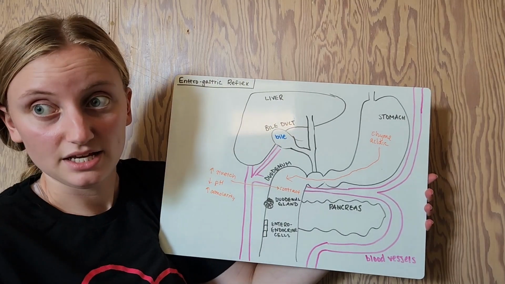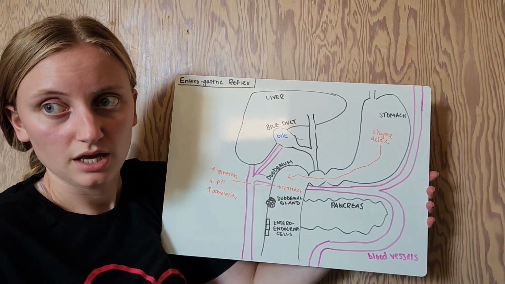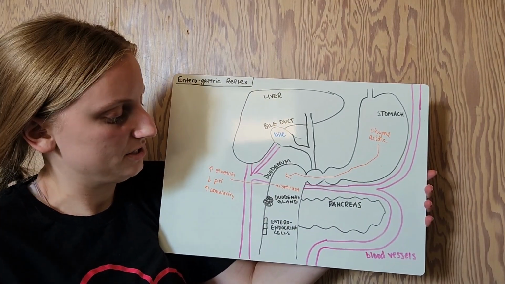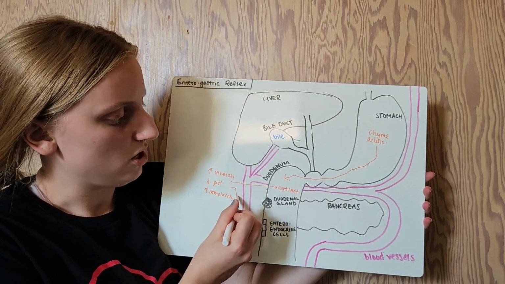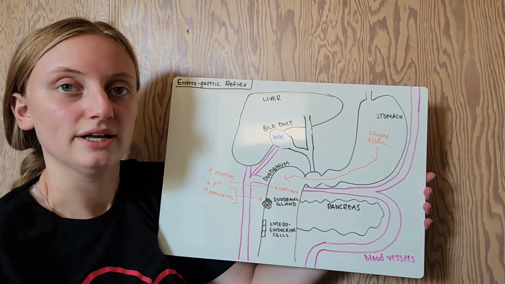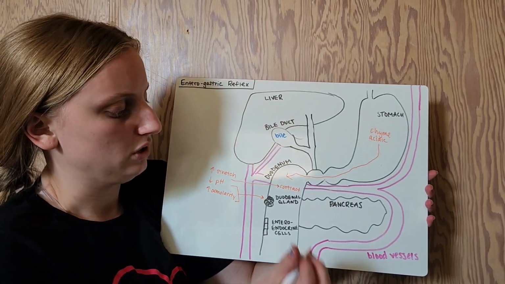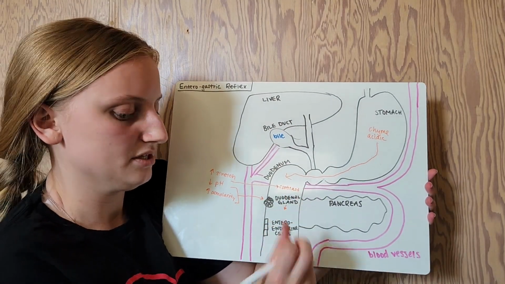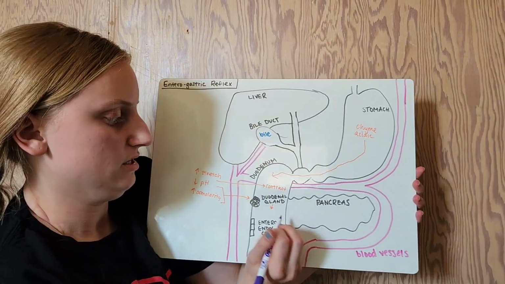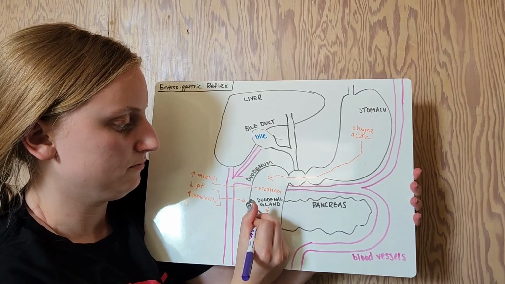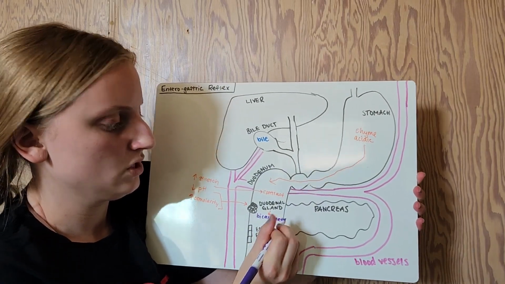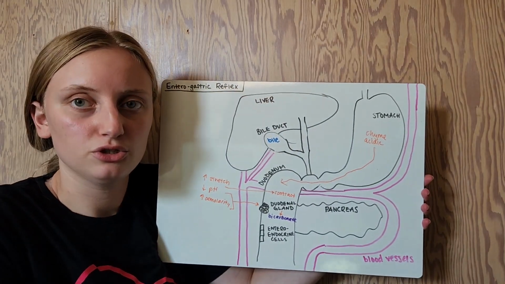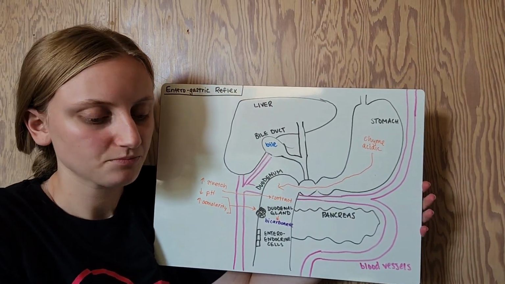A decrease in pH and an increase in osmolality talks to this duodenal gland. And this duodenal gland thus produces bicarbonate. And this is a buffering solution that helps lower pH.